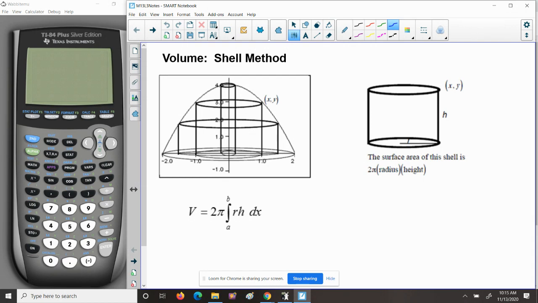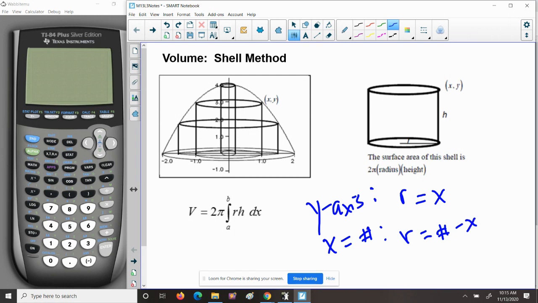If you are going around the y-axis, your r is always going to be x. If you're going around an x equals a number line, so x equals 2, x equals 4, something like that, then your r is always going to be that number minus x.